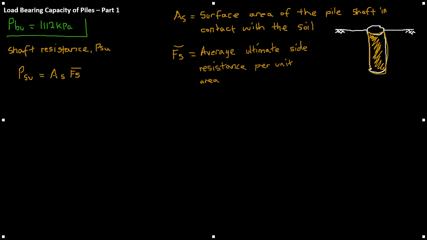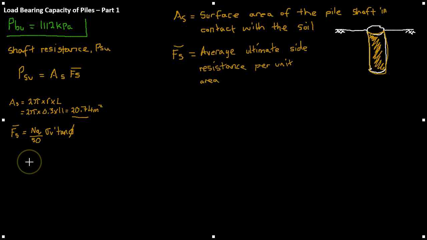So our As can be simply calculated as 2 pi times r times L, and that will give us the curved surface area of the pile. So 2 pi times 0.3 times 11, and that will give us 20.74 meters squared. Now we need to calculate fs bar. fs bar is equal to Nq divided by 50 times sigma v effective times tan of the internal friction angle.